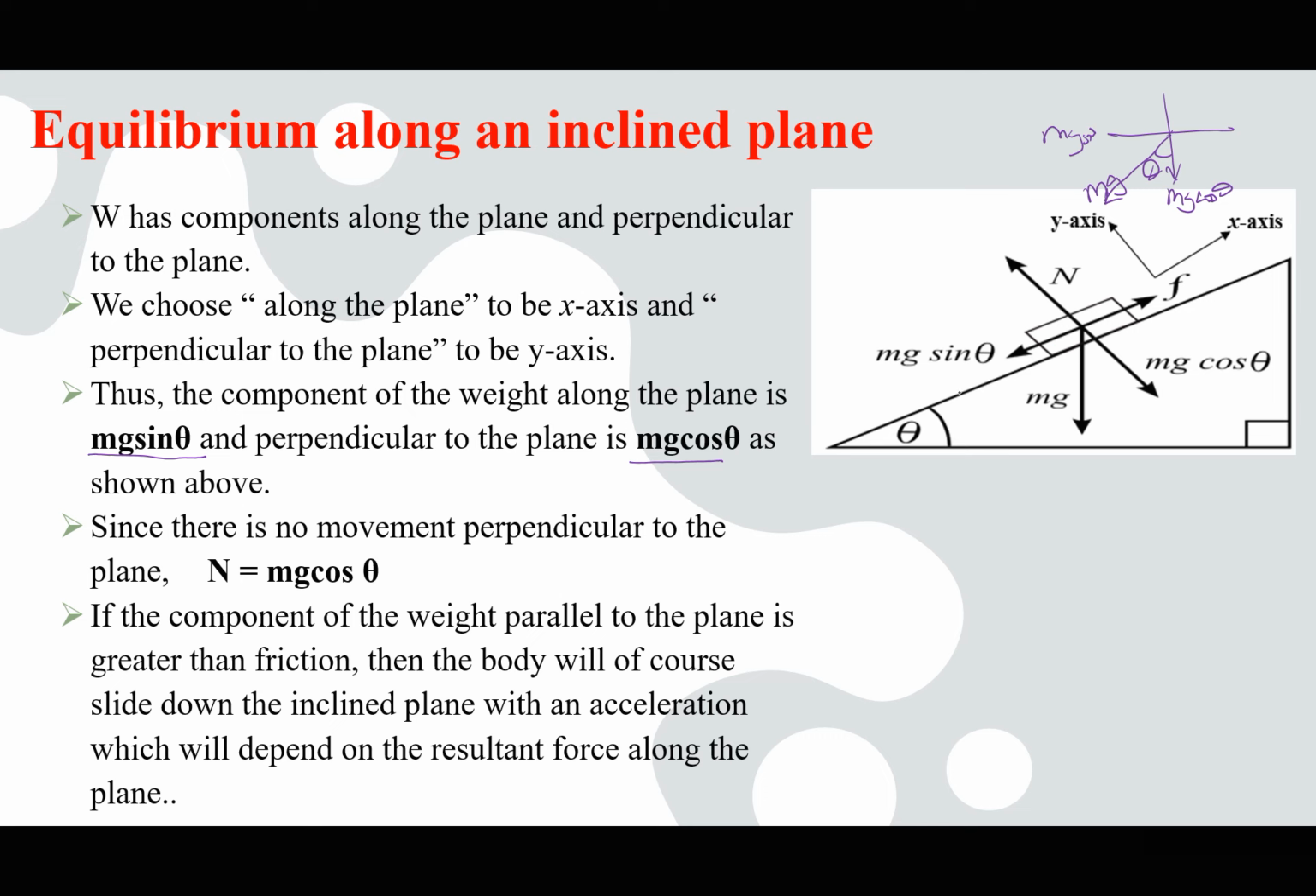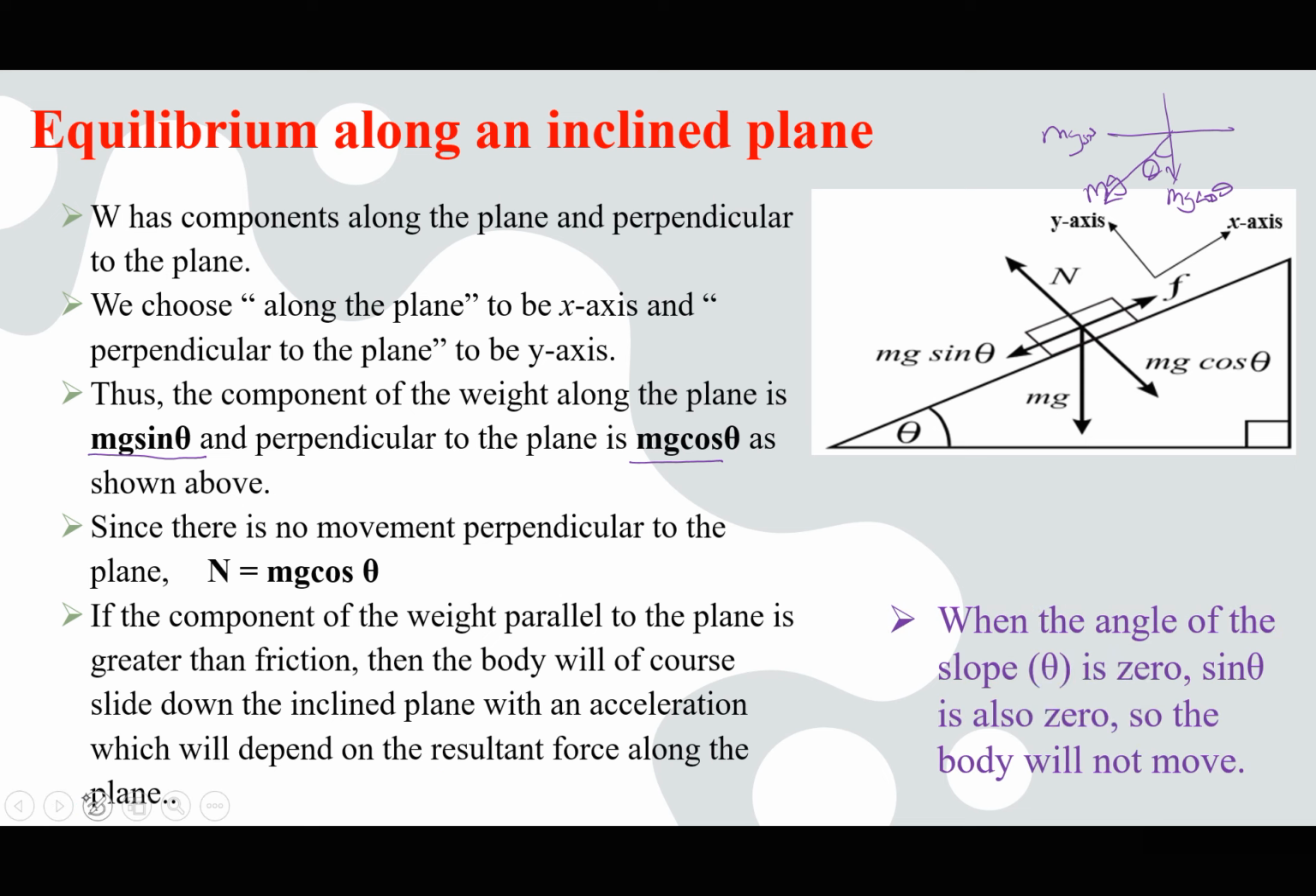And also, if the two are balanced, mg sine theta is the same as the frictional force, then the object may remain stationary on the plane. Therefore, we say it is in equilibrium. So, if the component of the weight parallel to the plane is greater than the friction, then the object will of course slide down the inclined plane with an acceleration which will depend on the resultant force along the plane. And when the angle of the slope theta is zero, sine theta is also going to be zero, so the body will not move.